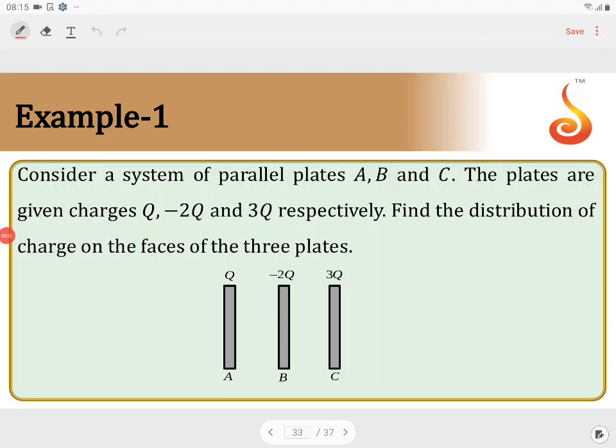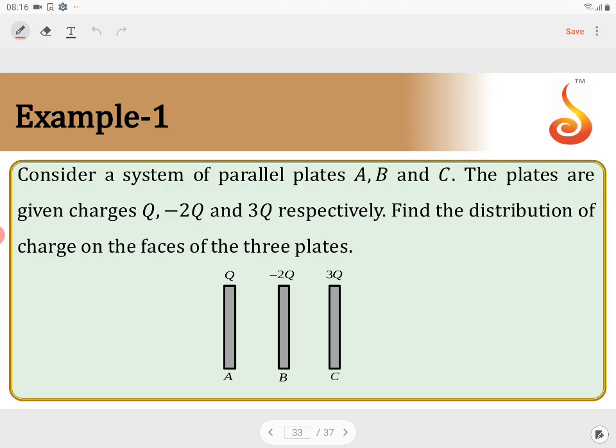So consider a system of parallel plates A, B, and C. The plates are given charges Q, minus 2Q, and 3Q respectively. Find the distribution of charge on the faces of the three plates. So these are conducting plates.